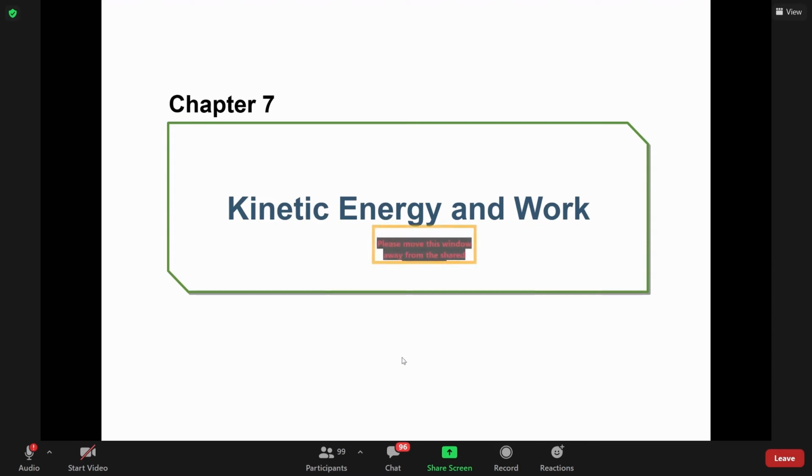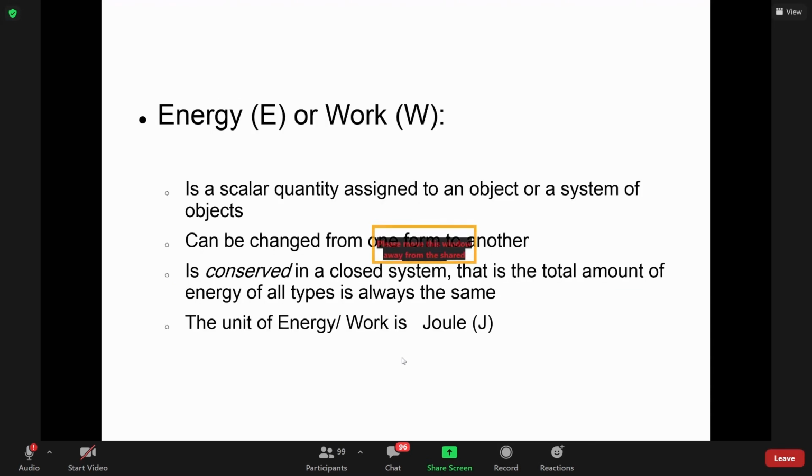Now, in order to discuss energy and work, energy and work being the same thing, we should know the unit of energy and work. The unit is called the joule. The joule is abbreviated by the letter J. So the abbreviation of the joule is the letter J. This is the unit of energy. It's a scalar quantity, and it can be changed from one form to another.